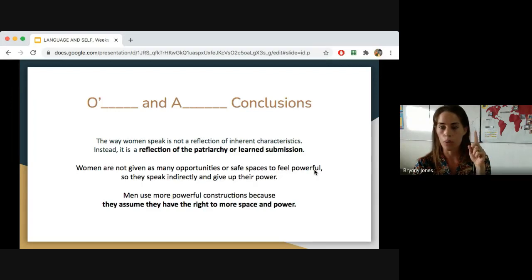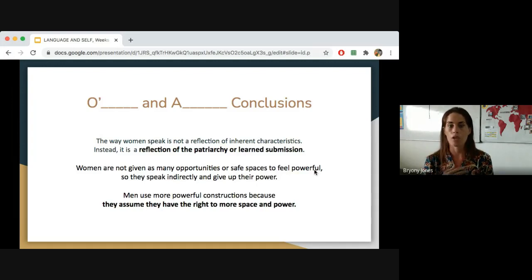Obar and Atkins, so this is their conclusion. The way women speak is not a reflection of just being a woman. It's not inherent in their person. It's not just the way women are born to speak. So this has to do with behaviorism, right? How the environment, our social environment, gives us certain feedback about how we are expected to show up and use language. And so according to Obar and Atkins, the language that women use is simply a reflection of patriarchy, of this learned submission that my voice is less powerful than a man, so I should speak this way. I will be more accepted.